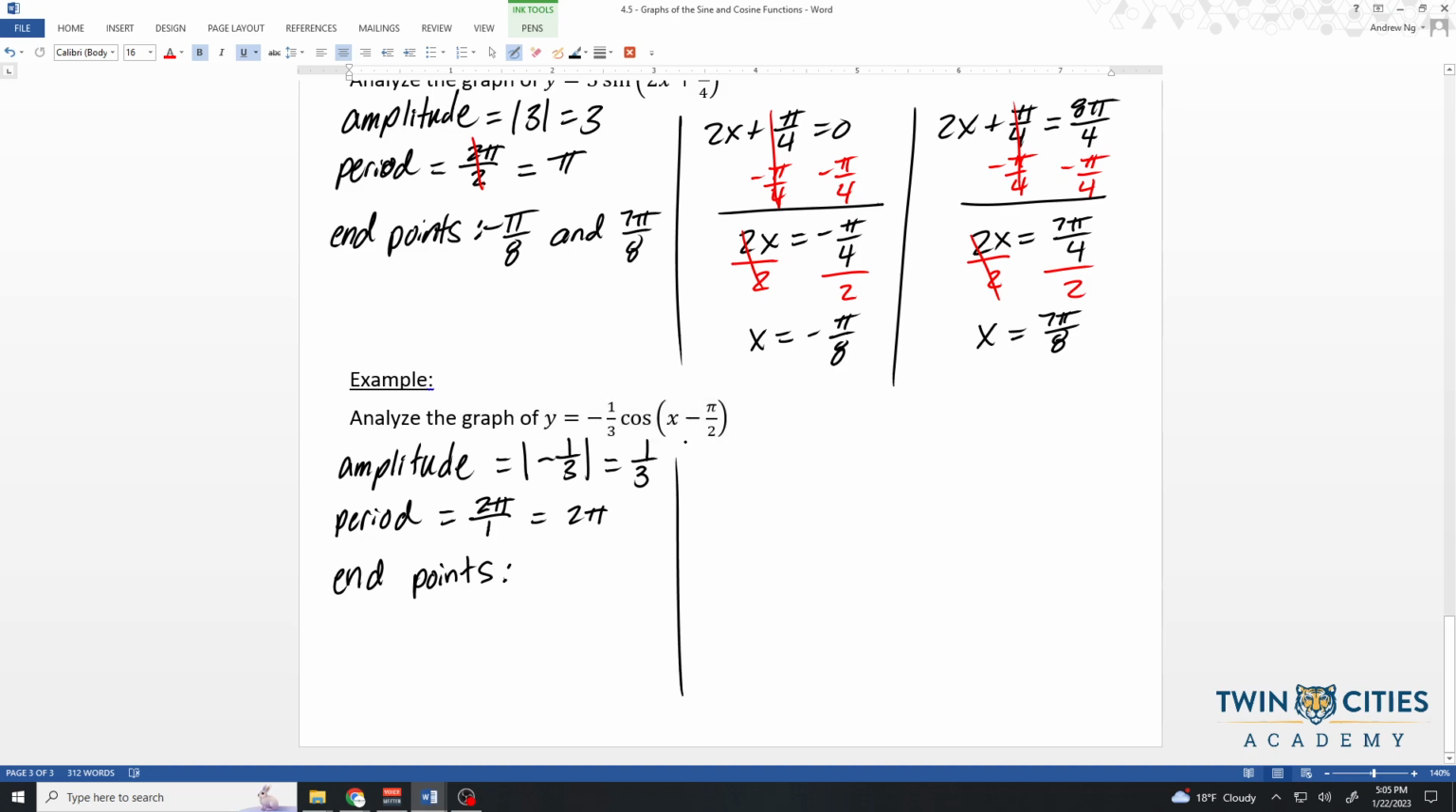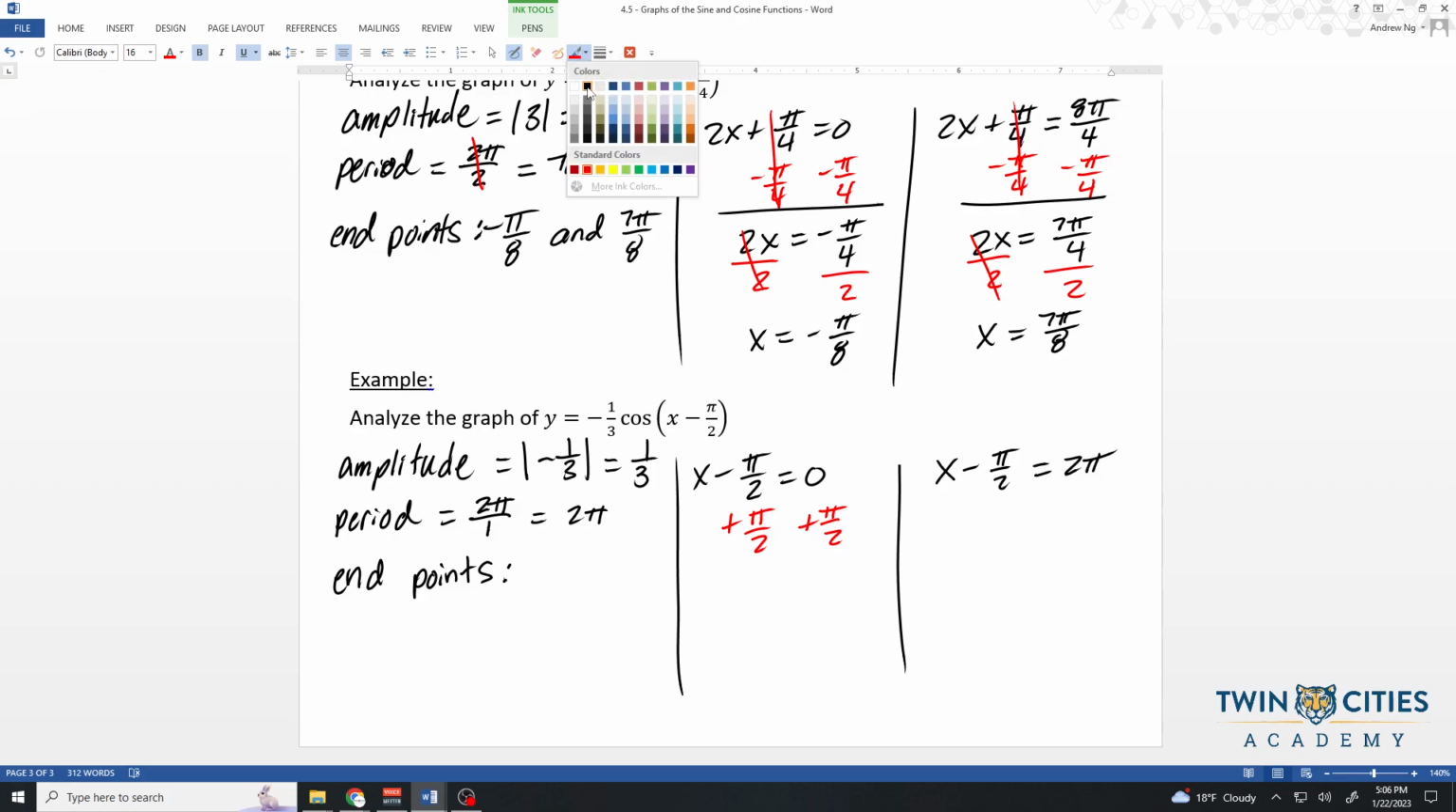So we'll say x minus pi over 2, set this equal to 0. And x minus pi over 2, set this equal to 2 pi. We'll add pi over 2 to both sides. All right, so x is equal to pi over 2.